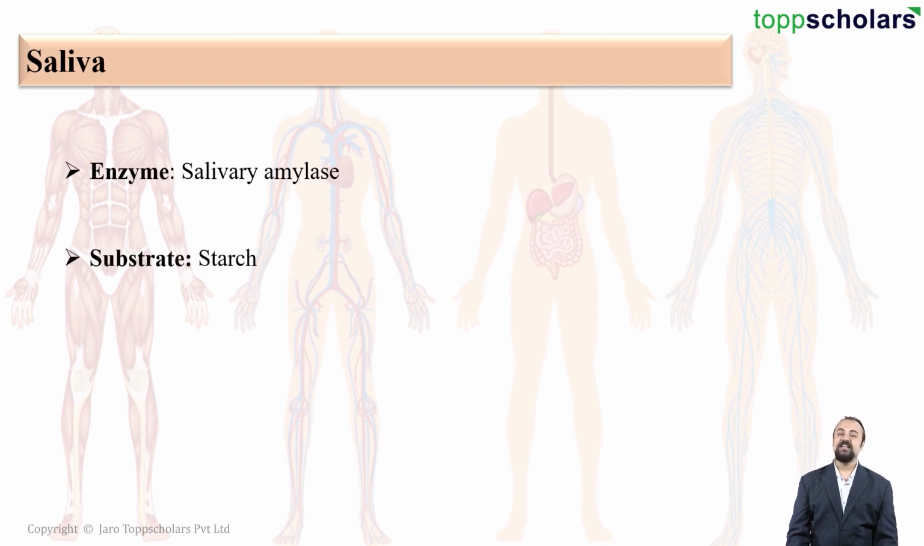Yes students, this particular enzyme, the substrate is starch. Students, what do I mean by substrate? It is basically the substance on which the enzyme is going to act and break it down. So for amylase, the substrate is starch. And students, finally, the products of breaking down starch are maltose and oligosaccharides.